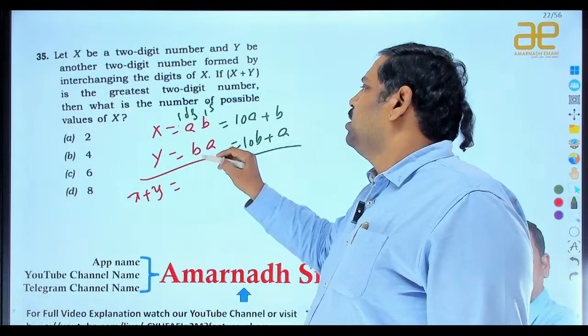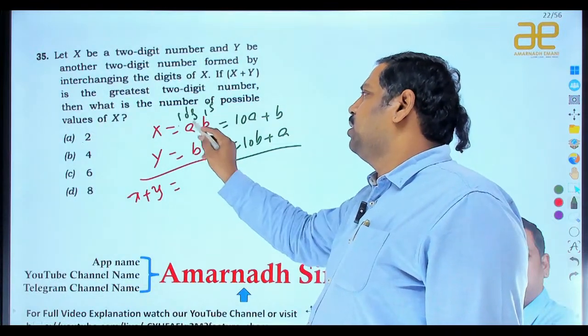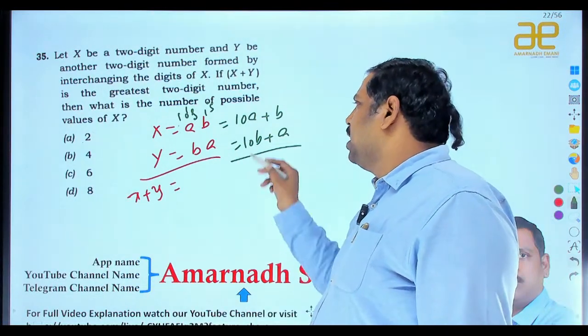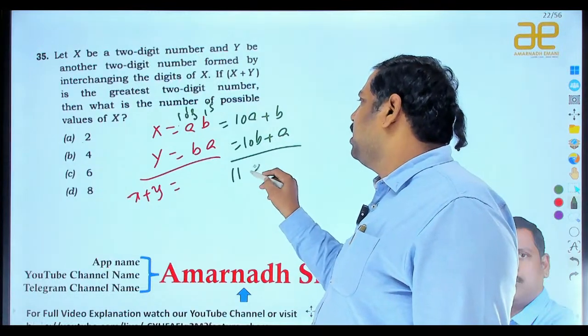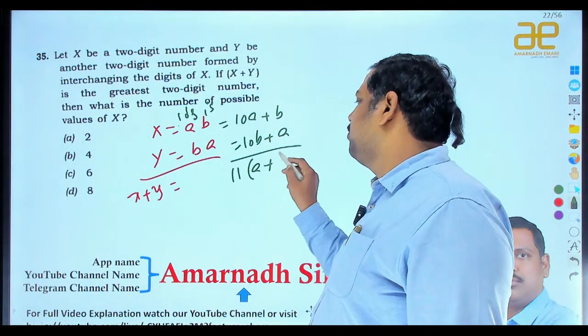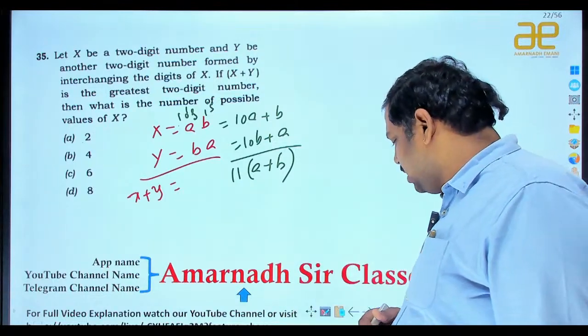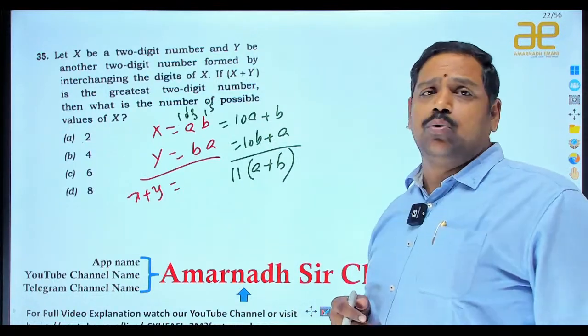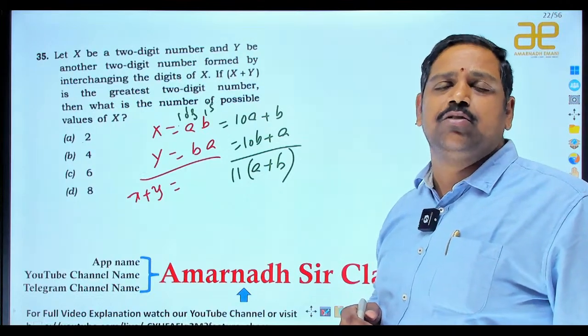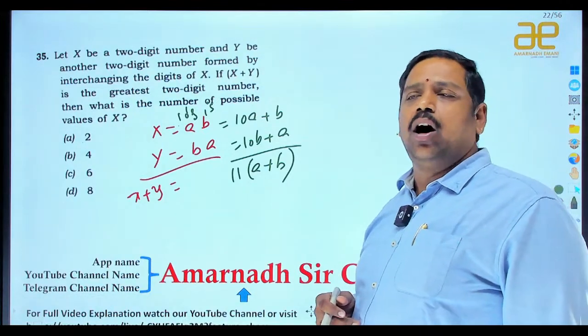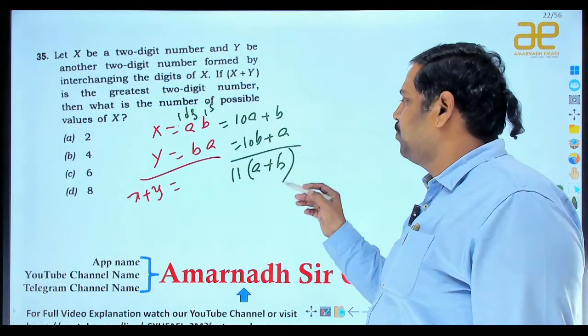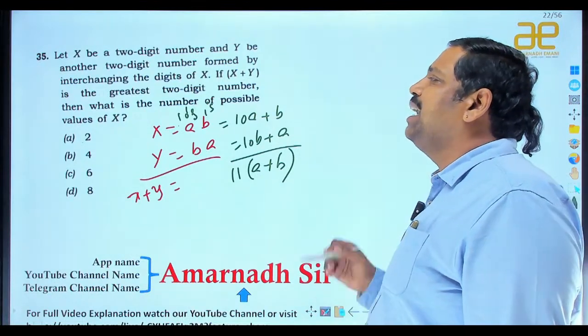Okay. So 10A plus 1B, 10B plus 1A. If you add it, 10A plus A is 11A, B plus 10B is 11B, and if you take 11 common, it is 11(A plus B). So this we already discussed in our class regularly: the sum of a 2-digit number and its reverse is always divisible by 11, or it is 11 times the sum of digits. He said that that is the greatest 2-digit number.